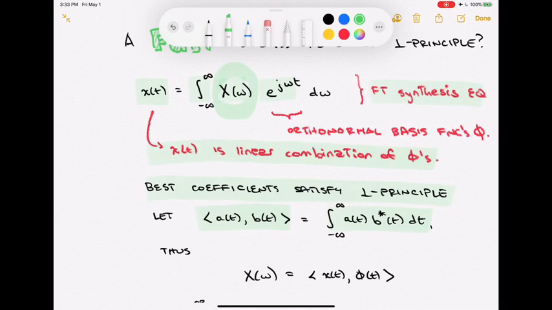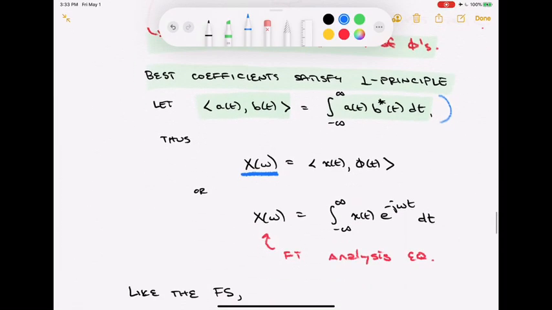Okay, so if I know that I have orthonormal bases, and I know what my overall inner product is, I can get that best solution, capital X of omega, as just being the inner product of x, the signal of interest, with the basis functions, the building blocks that we're using. So the inner product between x and phi. And what was the inner product? It was an integral of the first thing times the conjugate of the second. Plug that in, and what do I get? I get exactly the same result that we had through all that other math. It says that capital X of omega is an integral from minus infinity to infinity of x of t e to the minus j omega t dt.